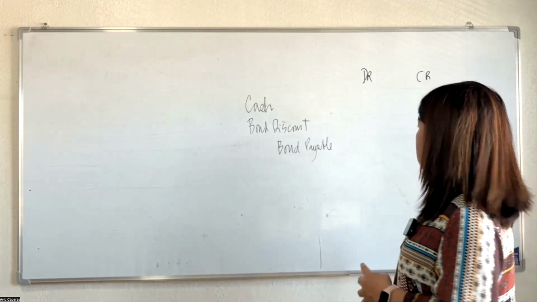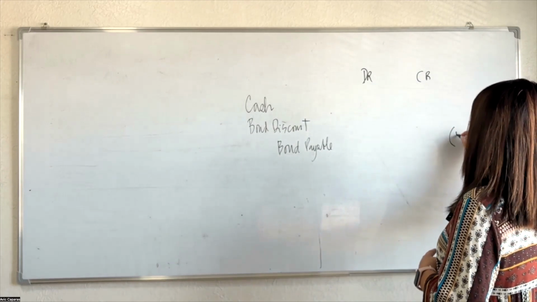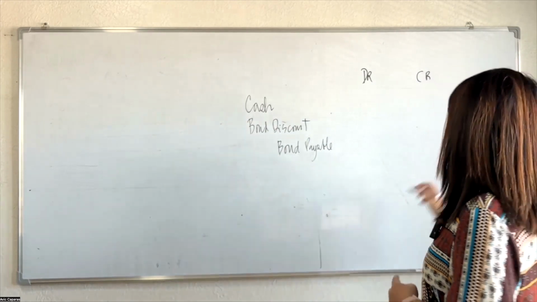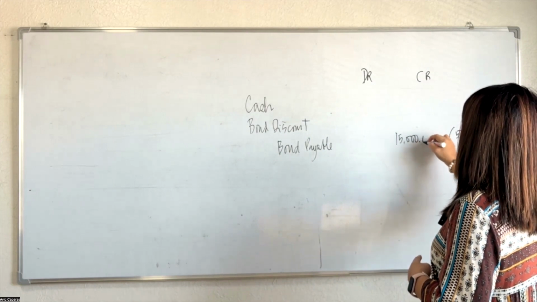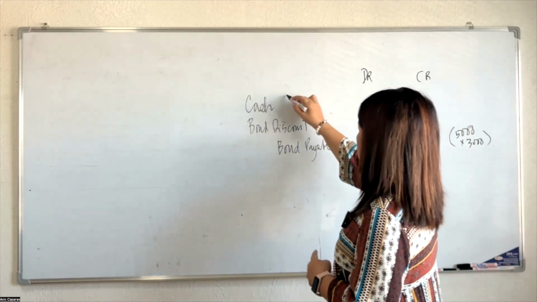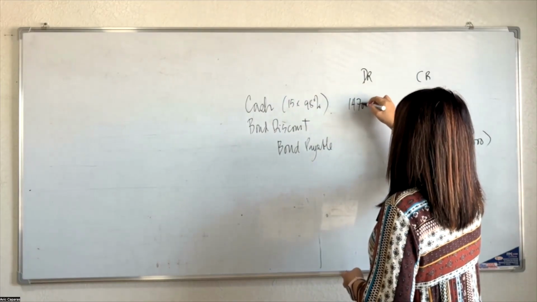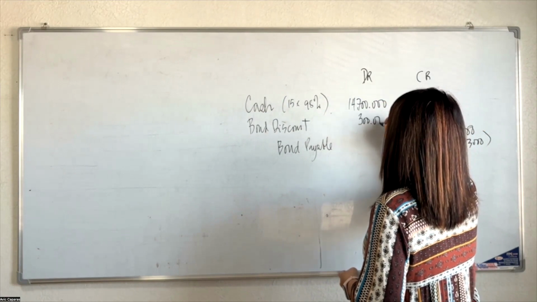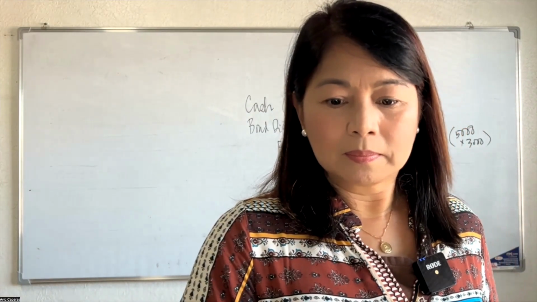Okay, so how much is the amount? It mentions 5,000 par value times 3,000. So that's 15 million. And then for the amount of cash that we receive, it will be 15 million times 98%, 14,700,000. So the discount is the 2%, which is 300,000. Okay, that's easy.